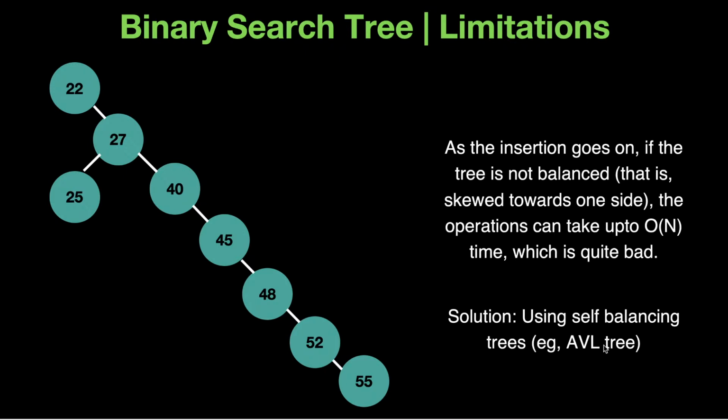So the solution is using self-balancing trees, for example AVL trees, and if possible we will cover it in the next session. I haven't thought of covering it in this session, but basically, whenever we insert a node, the tree detects if it is skewed in one direction, and then automatically balances itself to have more or less the same number of elements in the left subtree as well as the right subtree.